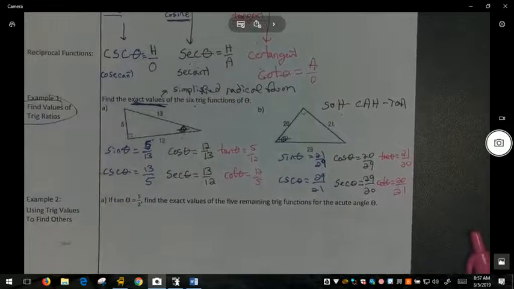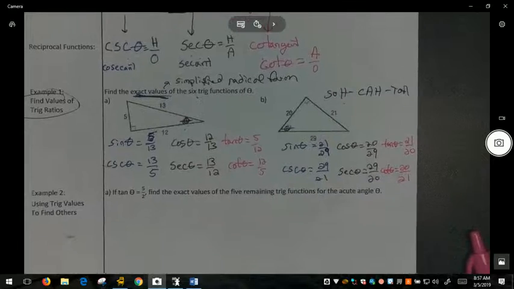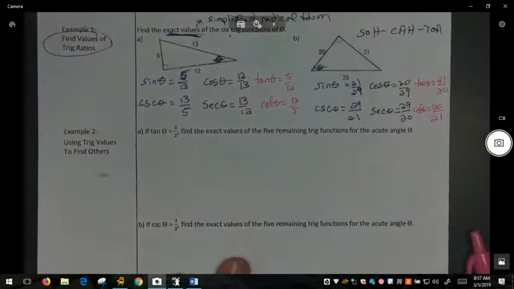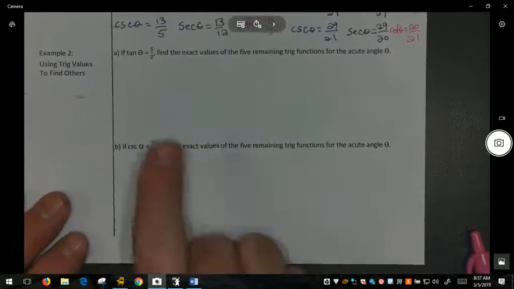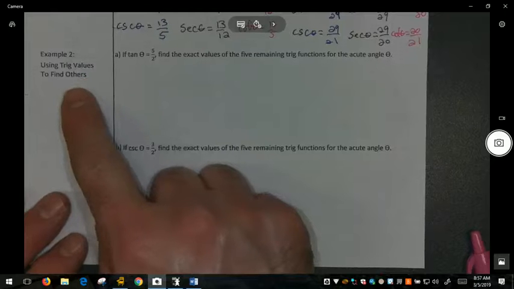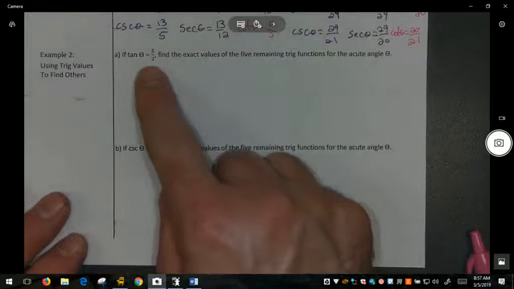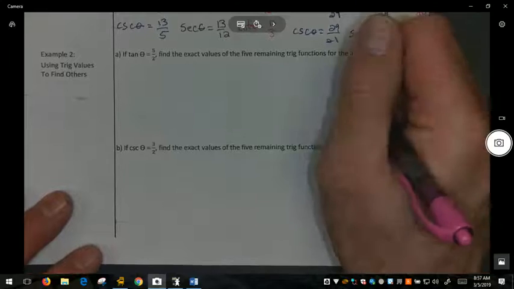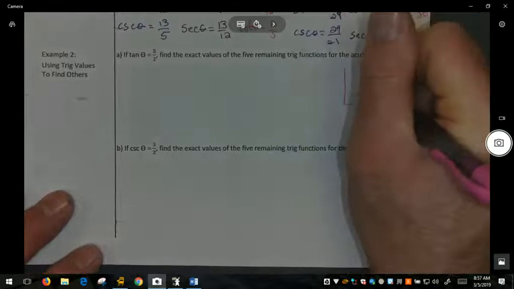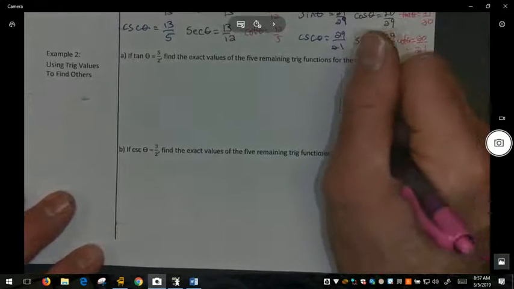So I told you that I won't always give you all 3 sides. That's exactly what happens in example 2. In example 2, they say, using trig values to find the other ratios. They've given us the tangent. So we have to draw a right triangle. You can draw it any way you want, but it has to be a right triangle.